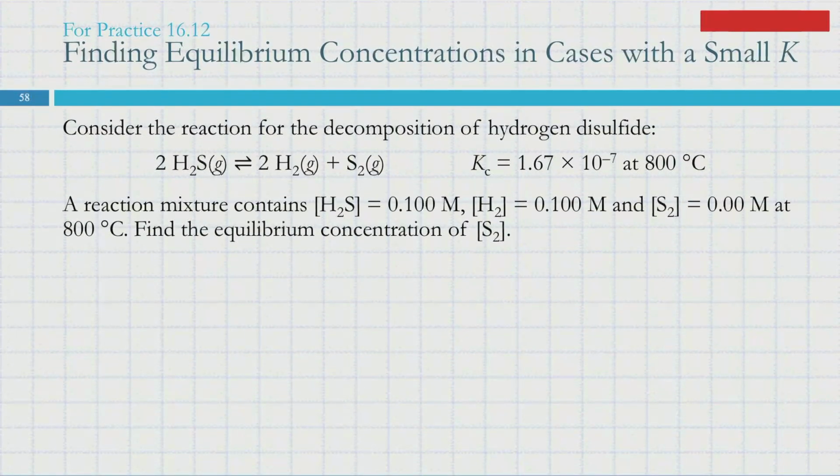All right, consider the reaction for the decomposition of hydrogen disulfide, H2S. We've got initial values given to us. Find the equilibrium concentration of S2. You can use the small k approximation.